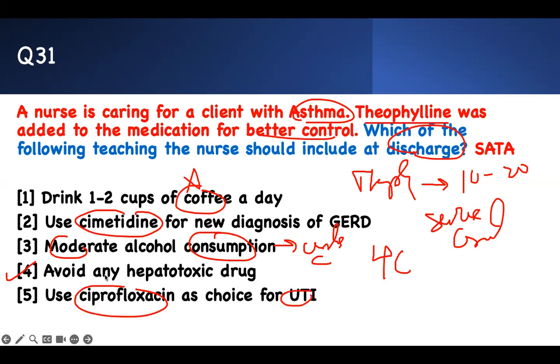Therefore, this is wrong, this and that. So the only answer choice is number 4. 4C is for theophylline. And this is to trap you. Only one answer choice is right.